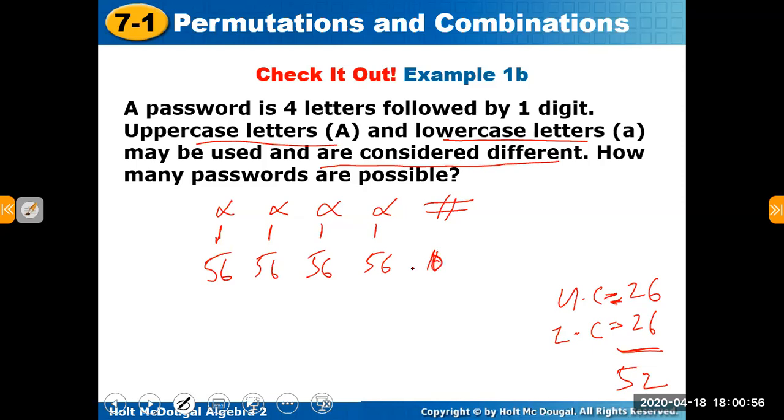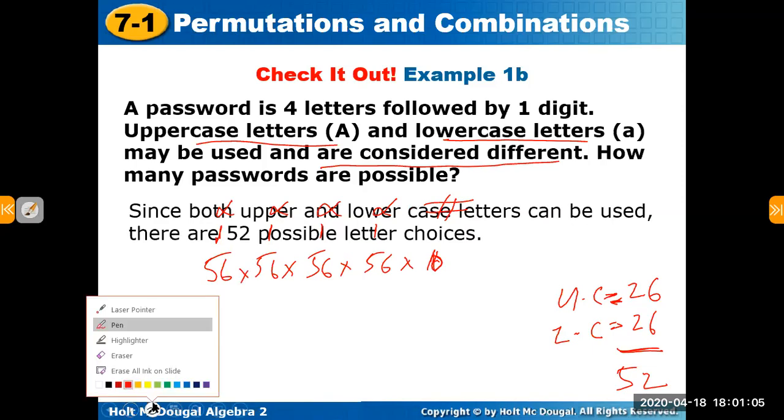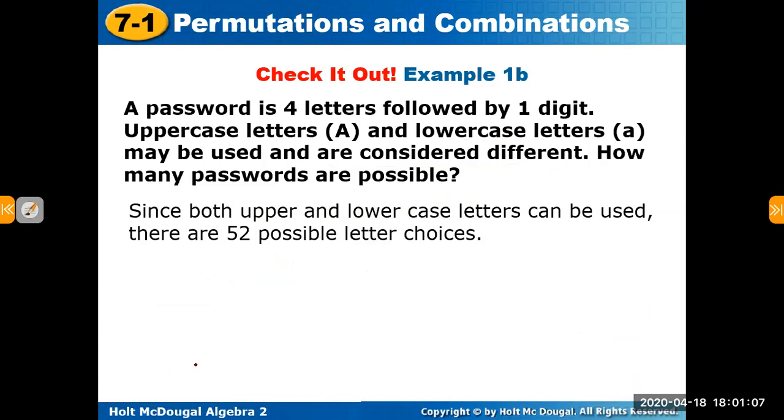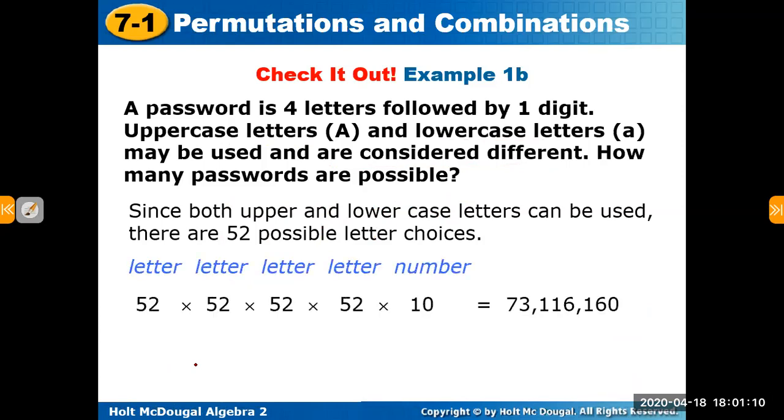So to find the final answer, we just multiply the options with each other. So it is 52 multiplied by 52 multiplied by 52 multiplied by 52 multiplied by 10, which is 73,116,160 passwords possible using this method.